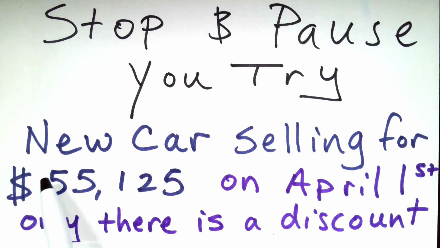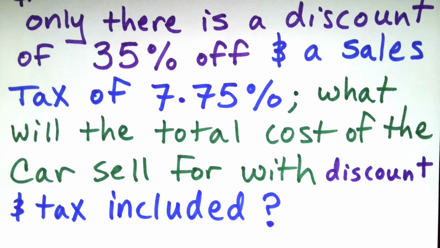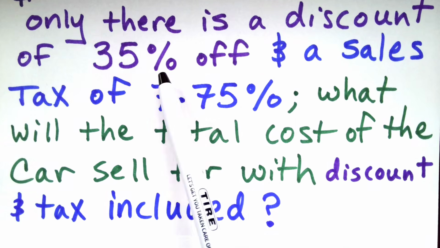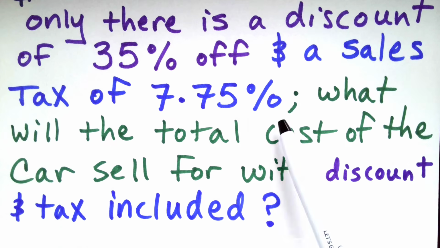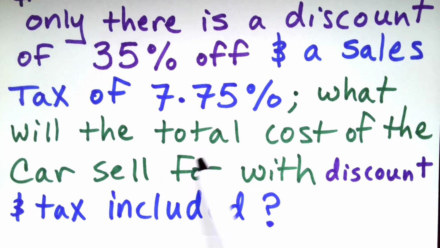All right. So a new car is selling for $55,125 on April 1st. Only there is a discount only on April 1st. So you got to buy that car on April 1st. Well, I'm going to say it again. On April 1st only, there is a discount of 35% off and a sales tax of 7.75%. What will the total cost of the car sell for with the discount and then the tax included?